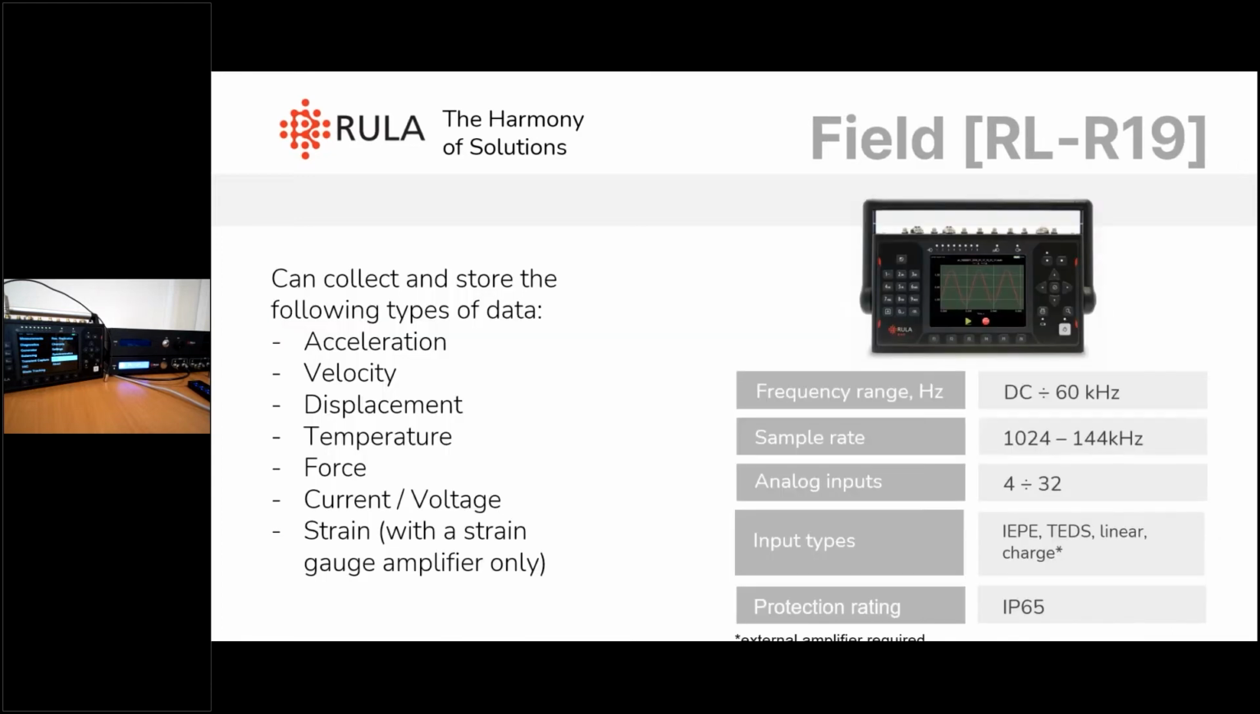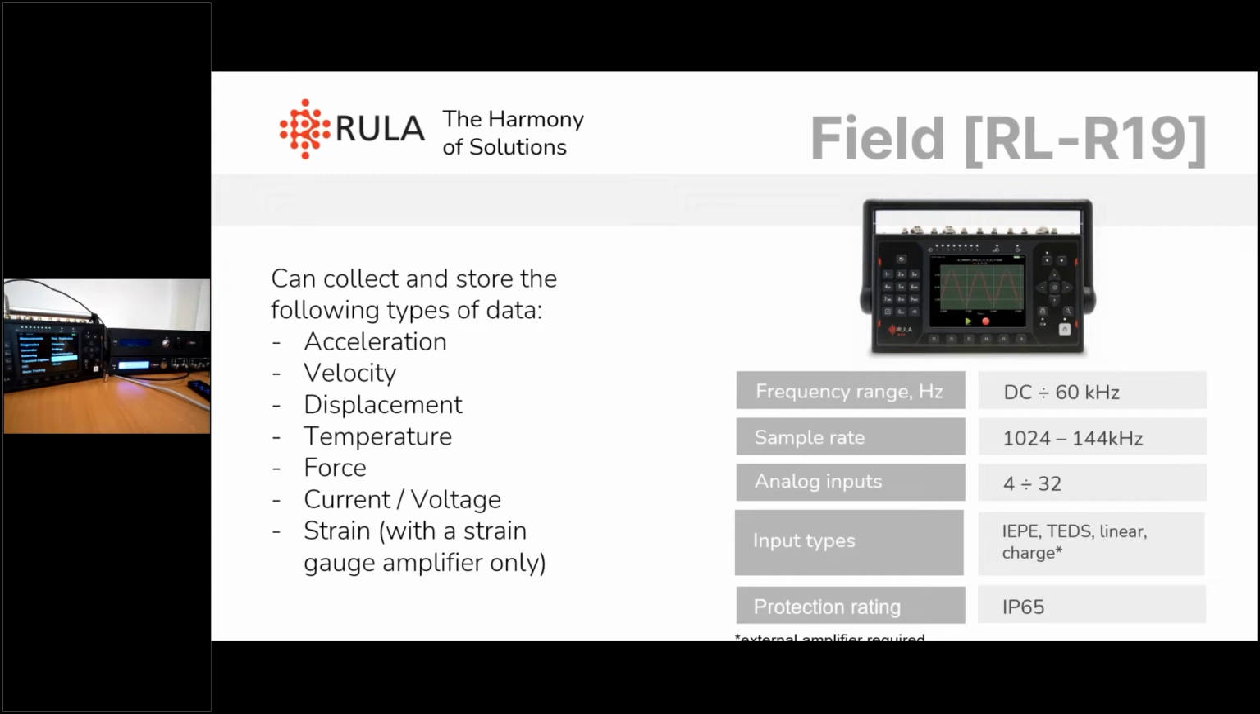Now to move to the field devices we have at our disposal. They are autonomous hardware that can be used in harsh environments thanks to the IP65 protection rating and a lack of fragile parts. So the first one being RLR19. This is a portable spectrum analyzer and data acquisition system. You can see it on the webcam on the left, right here.